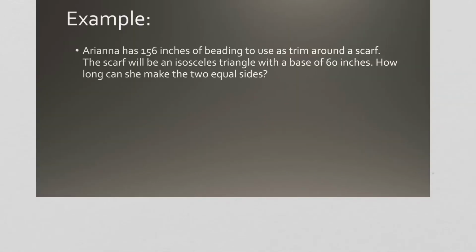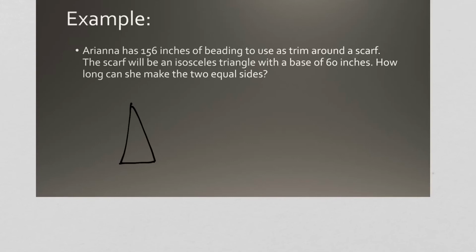Okay, so on this one, it says Ariana has 156 inches of beading to use as trim around a scarf. The scarf will be an isosceles triangle, so that means two sides are the same. It kind of looks like equilateral. Maybe I should draw that better. Oops, my iPad is messing up right now. Okay, so there we go. That's a little bit better of an isosceles.